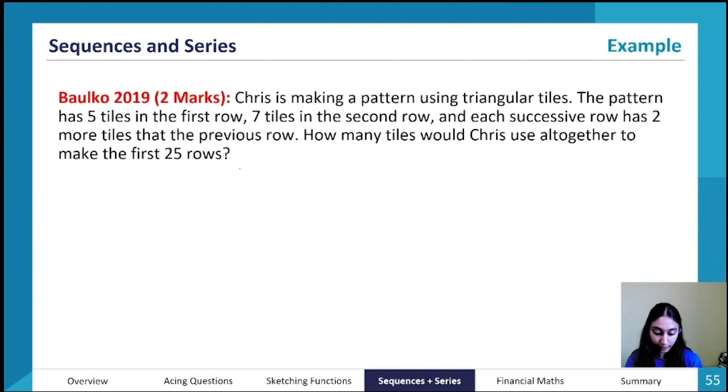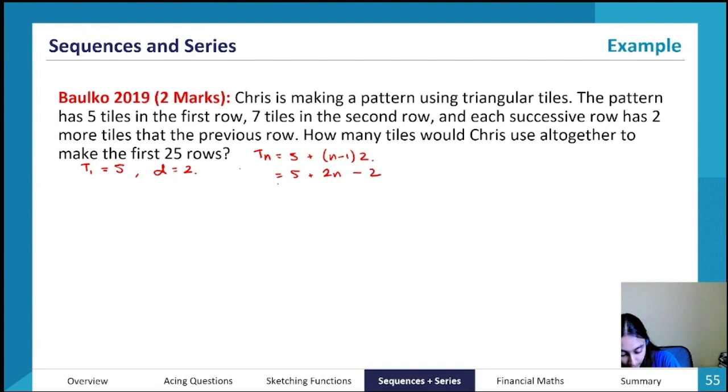Okay. Hopefully you have done the question now, and I'm going to show you the working. Awesome. Okay, so the first term T1 is equal to 5, and our common difference is equal to 2. So Tn is equal to 5 plus n minus 1 times 2, which is equal to 5 plus 2n minus 2. So it's equal to 2n plus 3. Which I suppose I didn't even need to do, but I did it anyway.